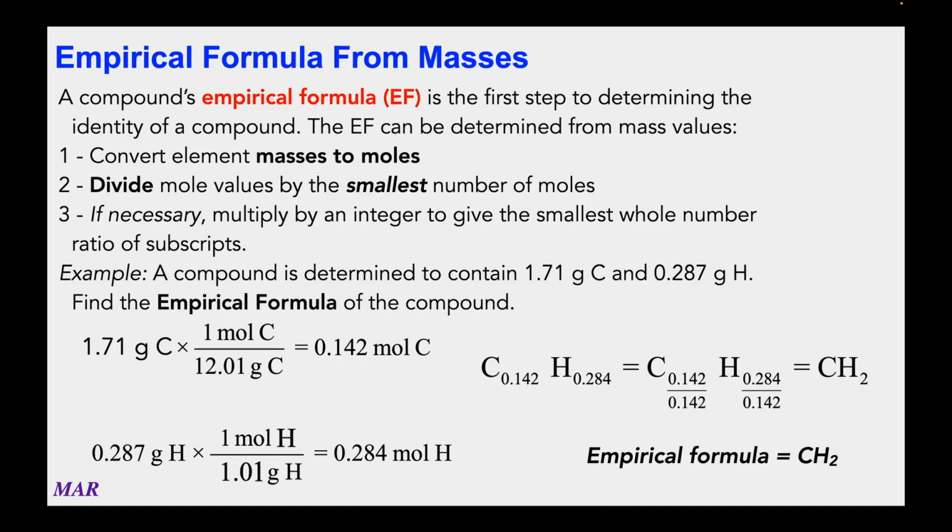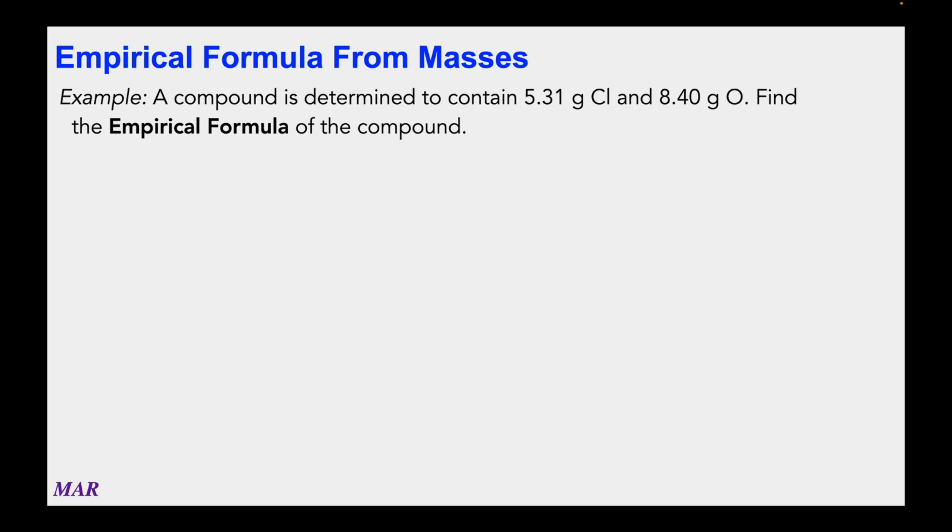So again, this is not the molecular formula, but this is the first step that usually scientists have to do in order to find that desired molecular formula. So in this particular case, our empirical formula, our smallest whole number ratio of atoms, CH2. Here's another example where we have chlorine and oxygen now instead of carbon and hydrogen. Same thing, let's find the empirical formula.